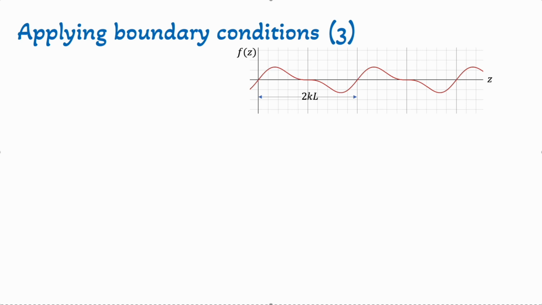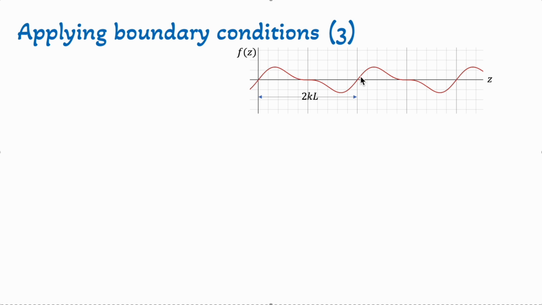We now know that this function must repeat itself every 2kl. And this is a mathematical condition on the function f. This isn't just about how f changes with x, even though that's how we derived this condition. It's also going to tell us something about how f changes with time. So firstly, let's think about what it tells us about how f changes with x. Well, it must repeat itself every 2kl.